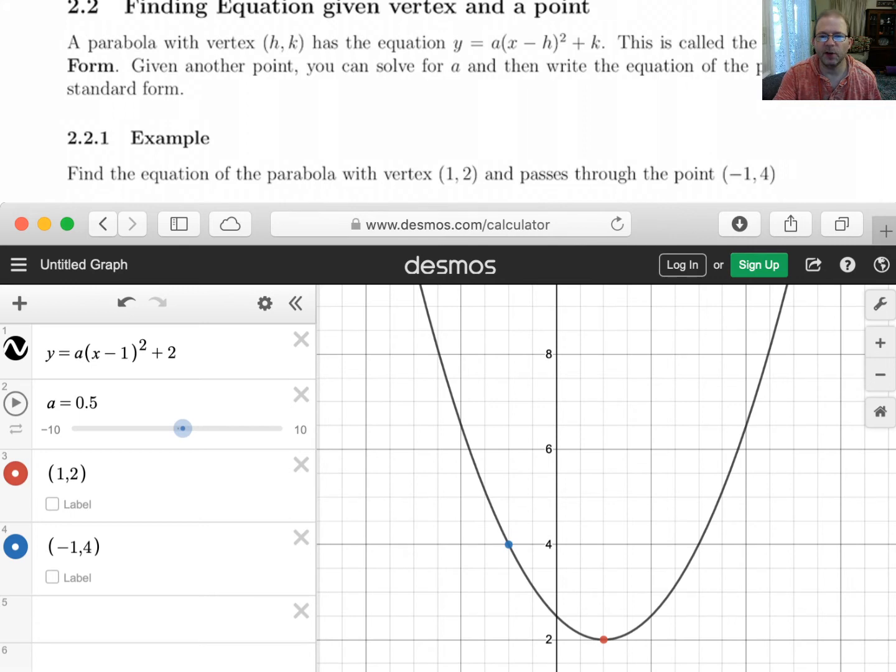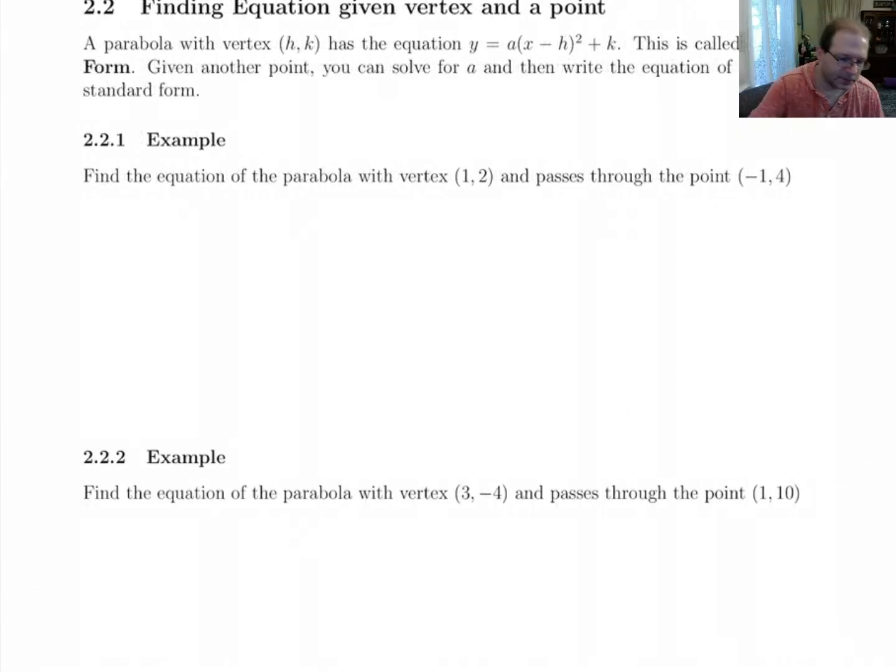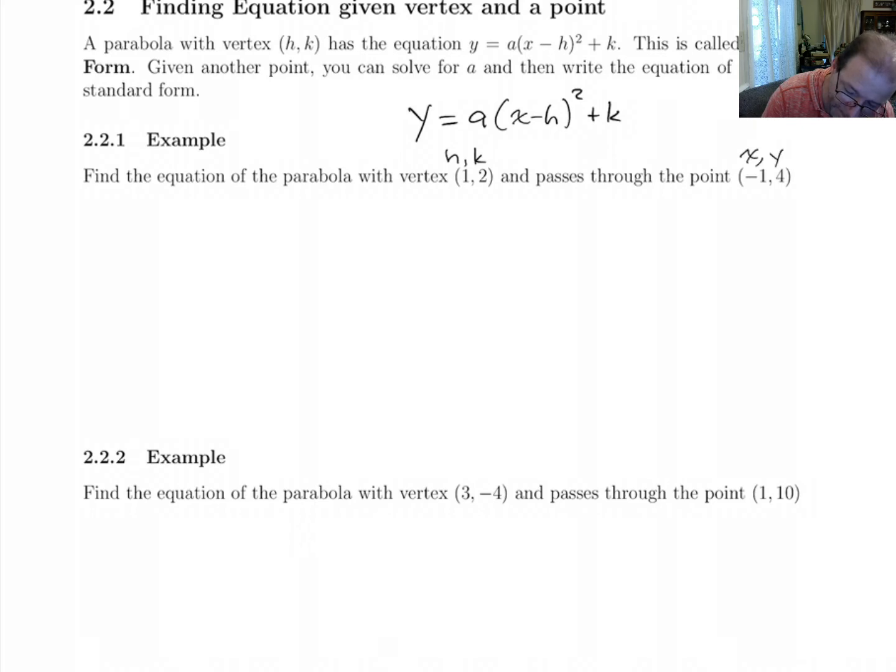Now doing it with Desmos is fun, but let's do it by hand. It's actually, I would say, easier to do by hand. What we're going to do here is plug into y equals a times (x minus h) squared plus k. We're going to plug these numbers into it. 1, 2 is my h, k, and negative 1, 4 is my x, y. So if I plug those in, y is 4. We're solving for a. x is negative 1 minus h is 1, squared, plus k.